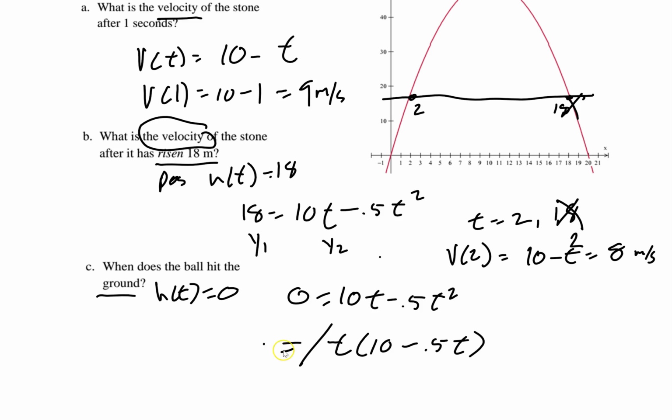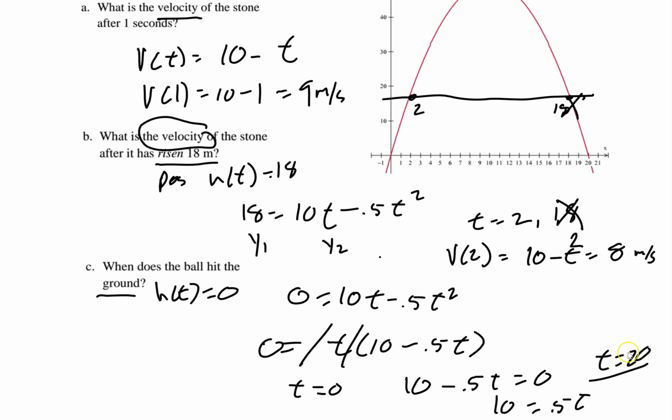Splitting a little early, sorry. Equals 0, then you split it. t equals 0, which we already know, that's not the one. Starts at 0. 10 minus 0.5t equals 0. Solve it. 10 equals 0.5t. Divide by 0.5, you get t equals 20. When you divide by a half, you just multiply that by 2.